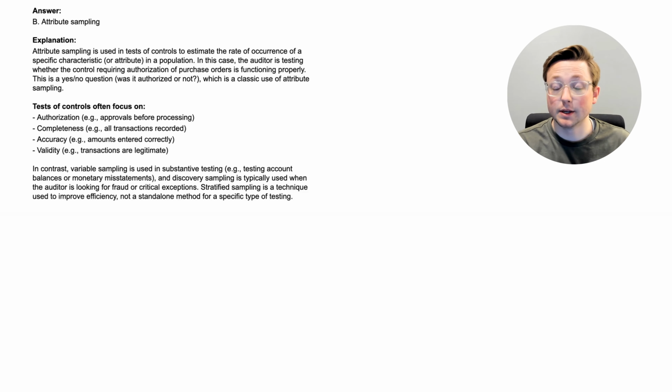So that's stratified sampling. And that's something that's not its own method. That's just going to be something you could use in a whole bunch of different sampling methods. So that's why that's not the correct answer. So in this case, we learned about attribute sampling. Again, that is something you're going to use for tests of controls, and it would be used for things like authorization, completeness, accuracy, validity, things like that. Now let's go to the next question to learn a little bit more.